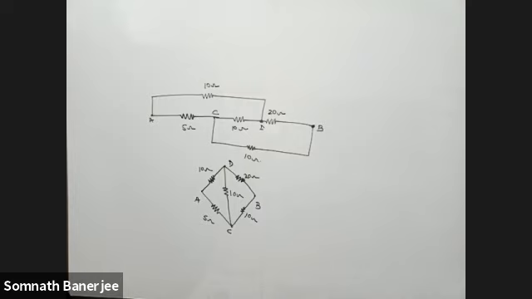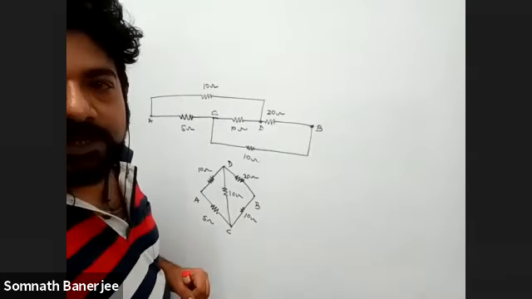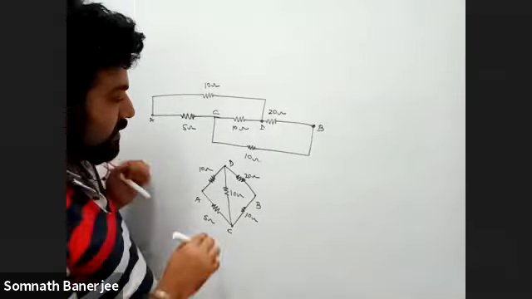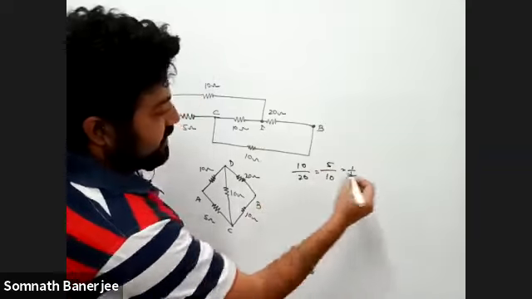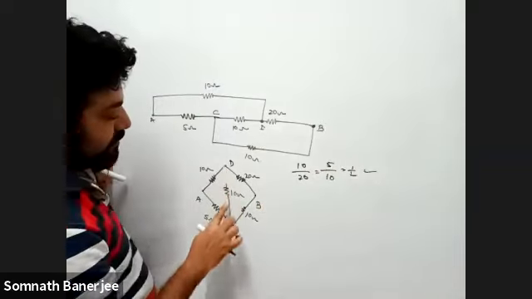So from that what we can say, from that we can say 10 by 20 equals to 5 by 10, that is 1 by 2. So yes, it is a balanced Wheatstone bridge. So we can remove this one.